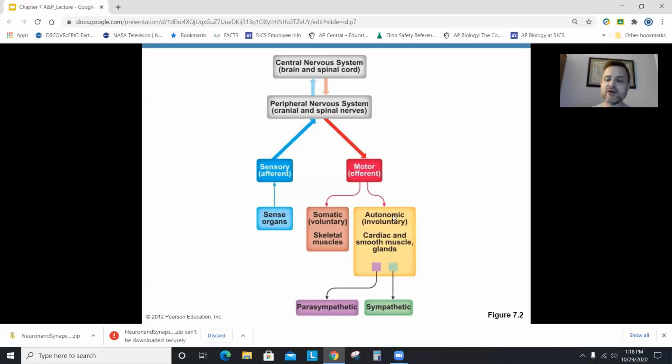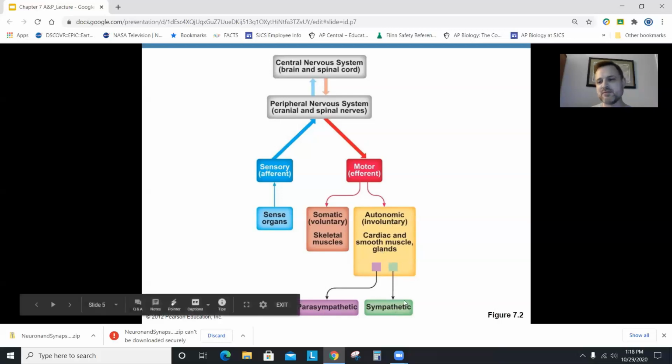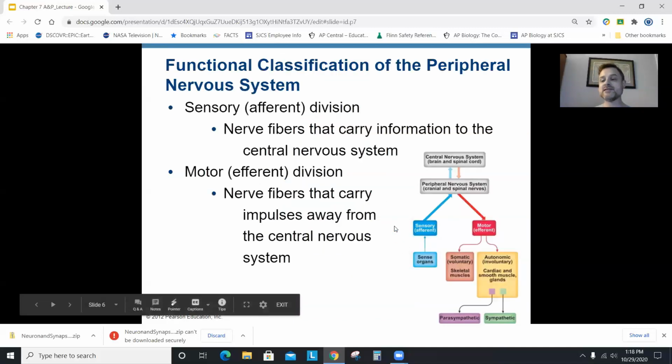So things like your heart, your glands, smooth muscles, that's part of the autonomic nervous system. And you can further subdivide, and we'll do this more later, the autonomic nervous system into two divisions called the parasympathetic and the sympathetic, and we'll get to those later. Like I say, all the things that I just said are on these slides coming up.